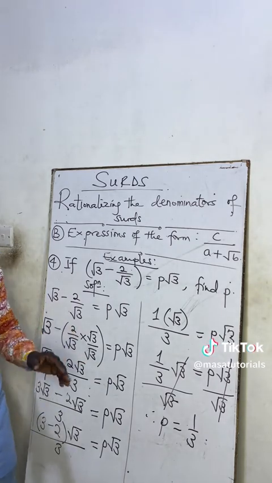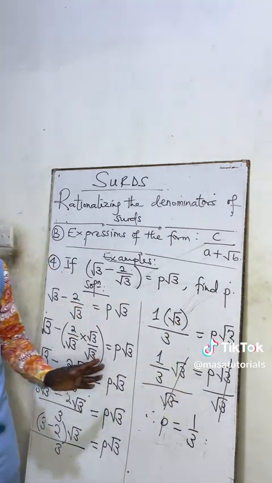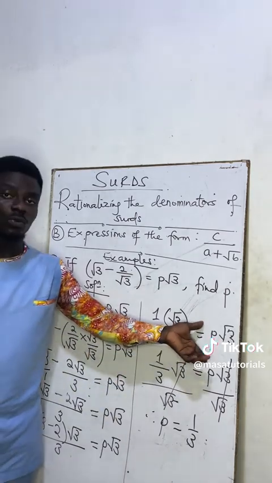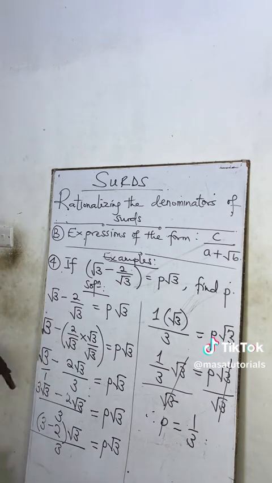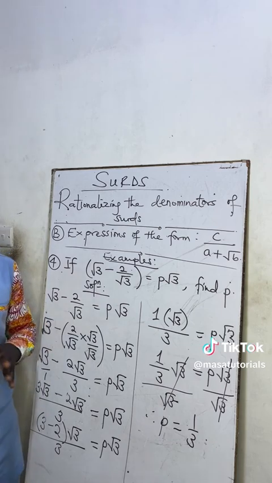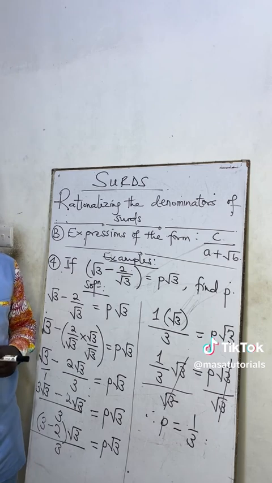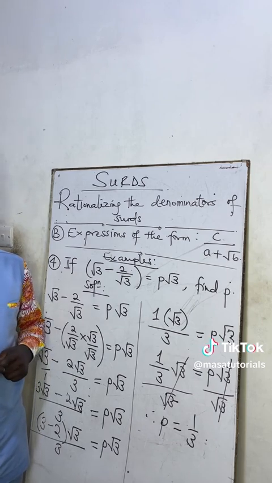Or better still, you can compare the left hand side to the right hand side. Then you conclude that P is 1 over 3. Very, very simple. Sorry for the oversight. Then we've done the correction. Very, very simple. So please play back the video for better understanding. Our last example, then we proceed.